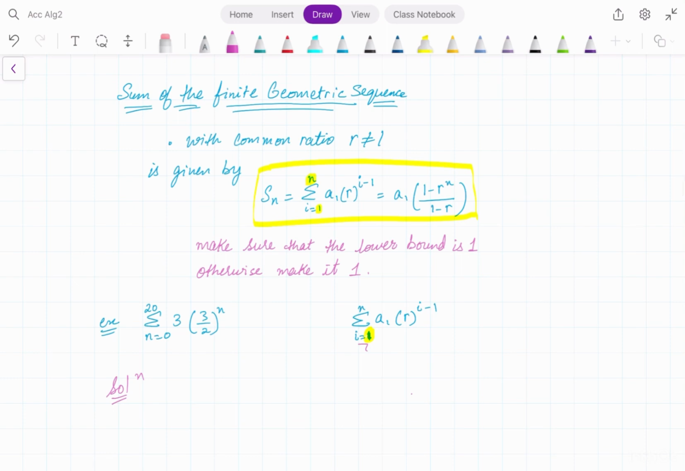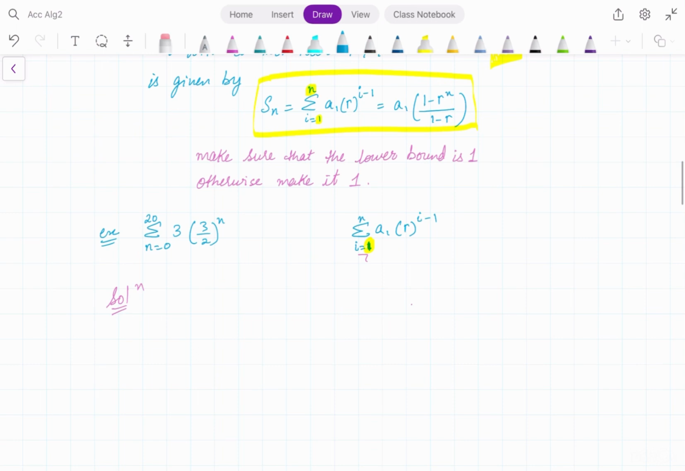Now let's talk about the sum. When we do the summation, we use the sigma notation. So the summation from i equal to 1 to n. Again, we are starting with 1. If it is not 1, then we need to make it 1. First term times the common ratio to the power of i minus 1 can be written as the first term times 1 minus r to the power of n divided by 1 minus r. So the lower bound and the upper bound should be defined. If the lower bound is not 1, I need to make it 1.